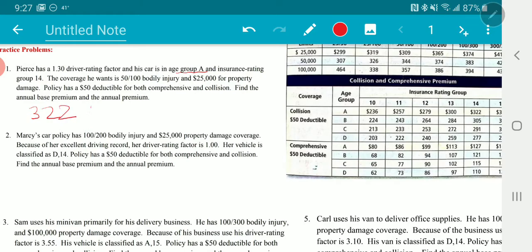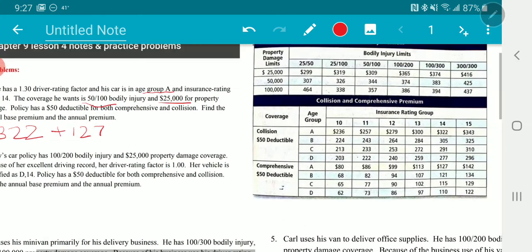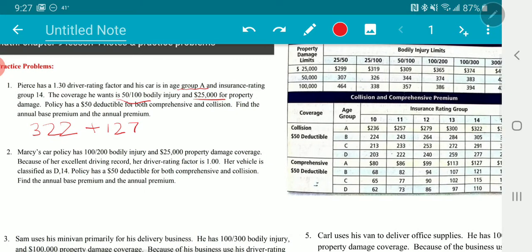Okay, so 322 plus that 127. And then the only other thing is 50/100 bodily injury and 25,000 property damage. So that's up in the top. So 50/100 and 25,000 is going to be $309 right there. These are all factors that go into that annual base premium. So when I add all that up, it comes to $758, and that's going to be your part A.